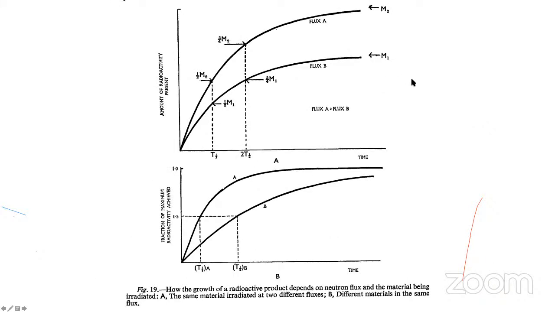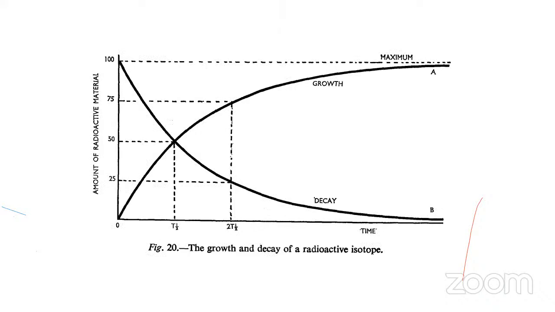So it will depend upon the neutron flux and the material. Both things will depend upon how much radioactivity you will be able to get. The higher the neutron flux, the more radioactive material you will get, and it depends on the different type of material. So these are the two factors. We won't go into details of it now.